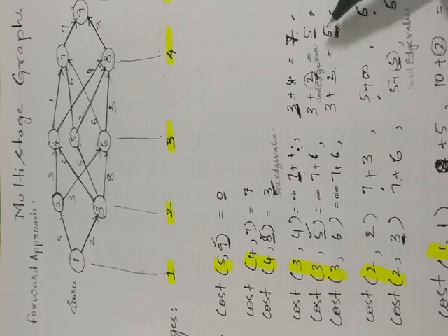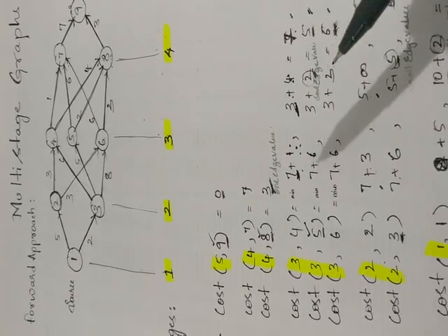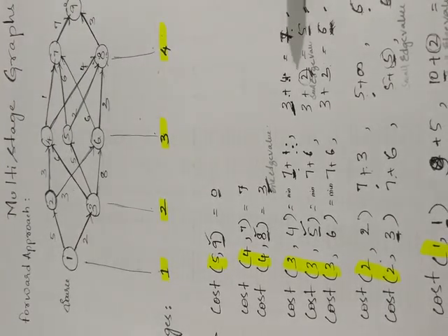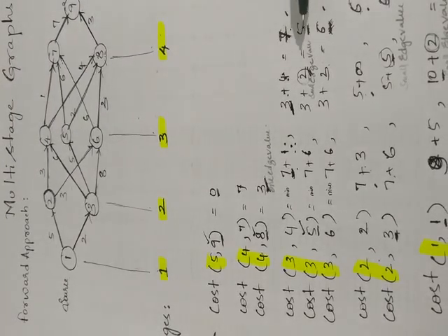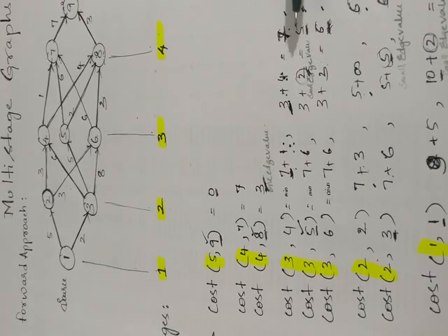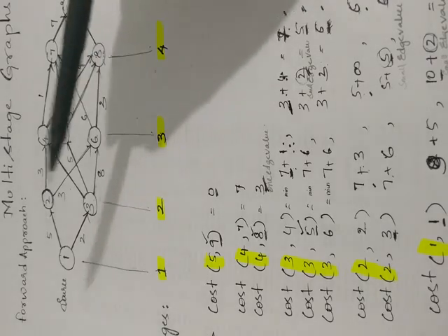Now, since we have finished with stage 3, which is the smallest? 5 is the smallest. 7, 5, 6. 5 is the smallest edge that is finalized there. Okay, next we will move on to stage 2.